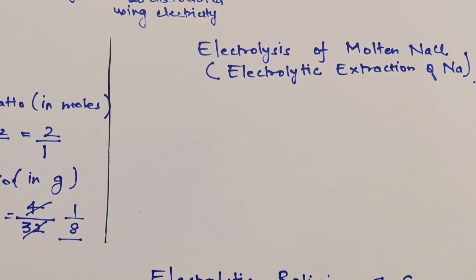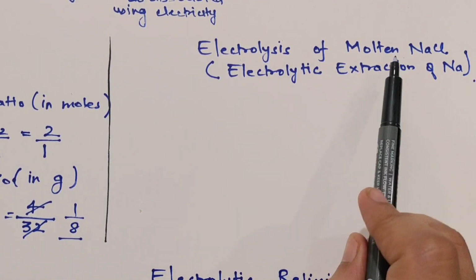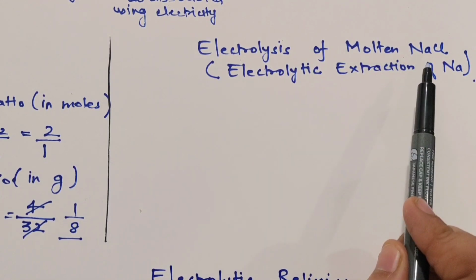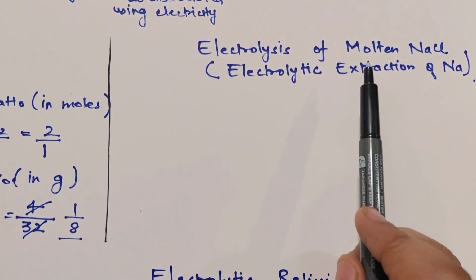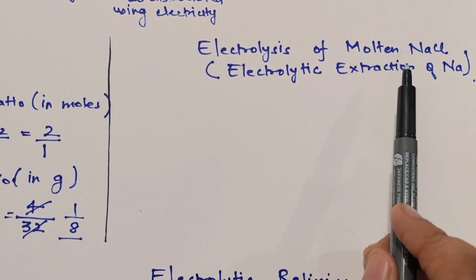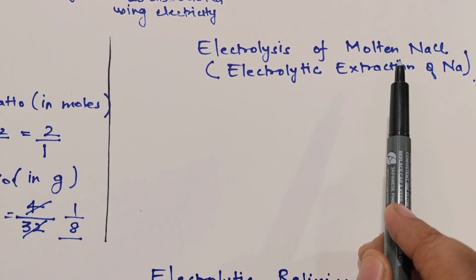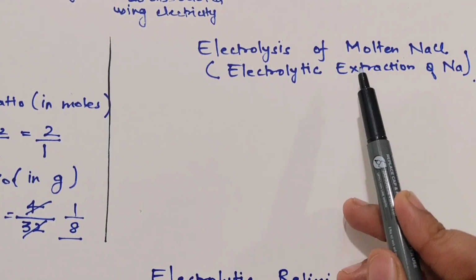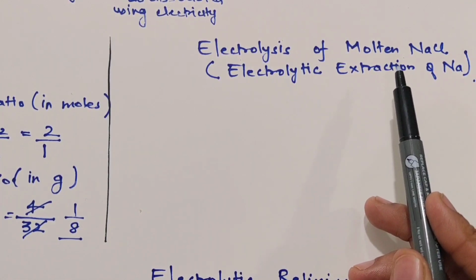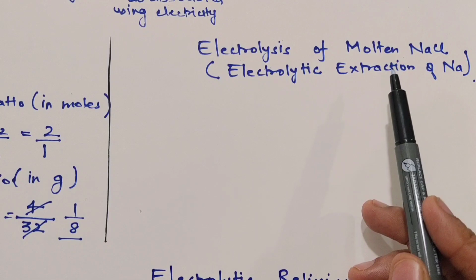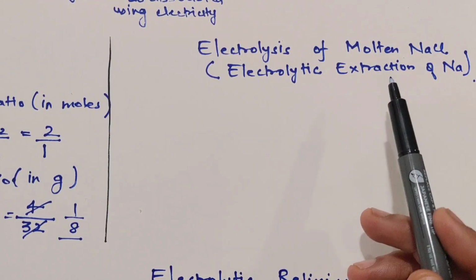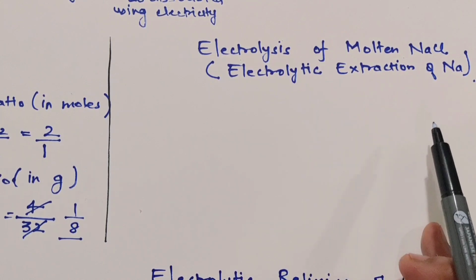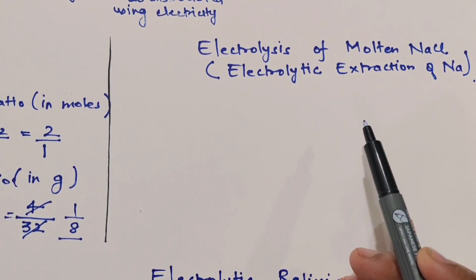Now let's talk about electrolysis of molten NaCl. As the name suggests, it's molten NaCl. It's not aqueous NaCl. There is no water here. NaCl, common salt, is a solid. So it's being melted, right? It's being heated to its melting point, and then the molten NaCl, that means the liquid NaCl without any water, is being used as an electrolyte here.